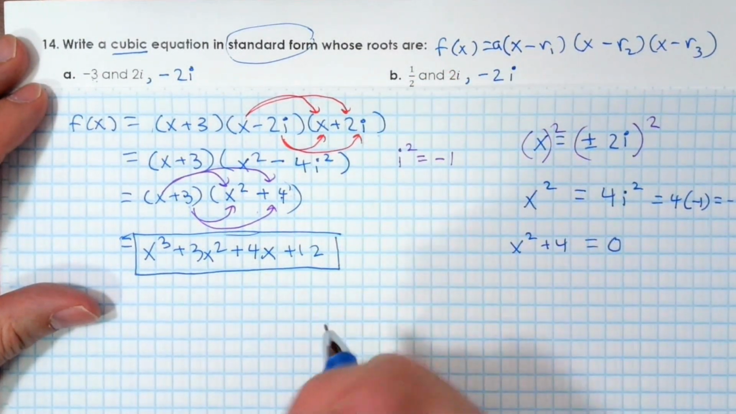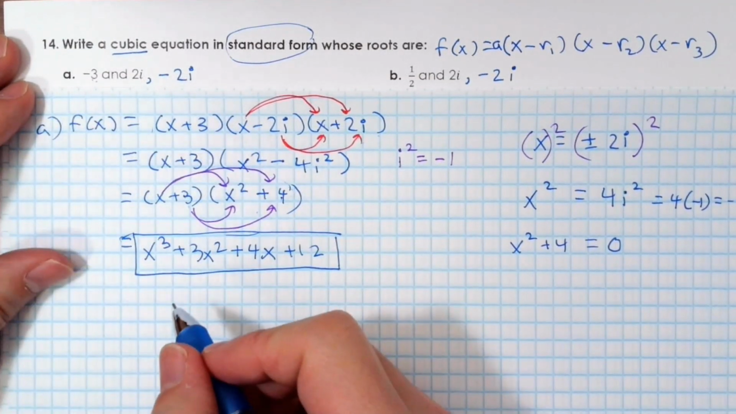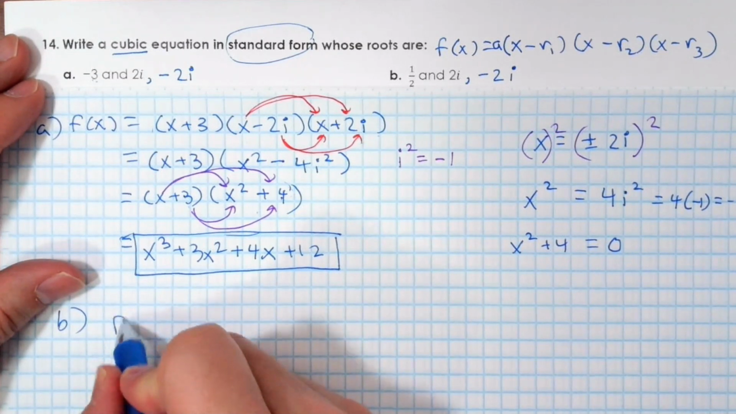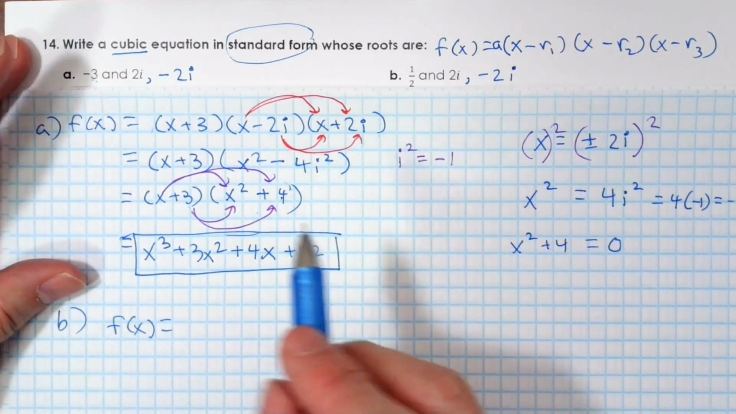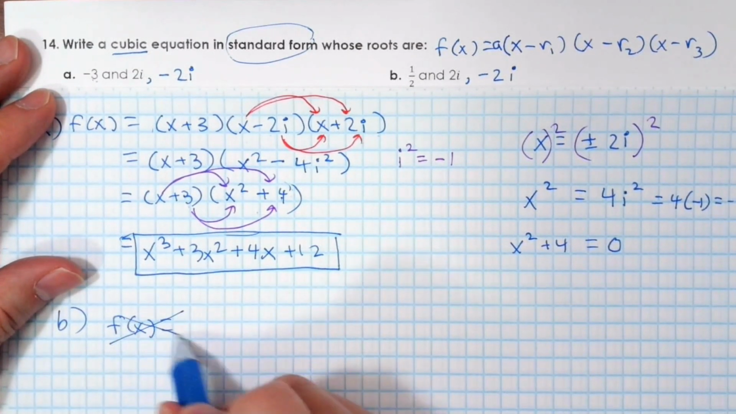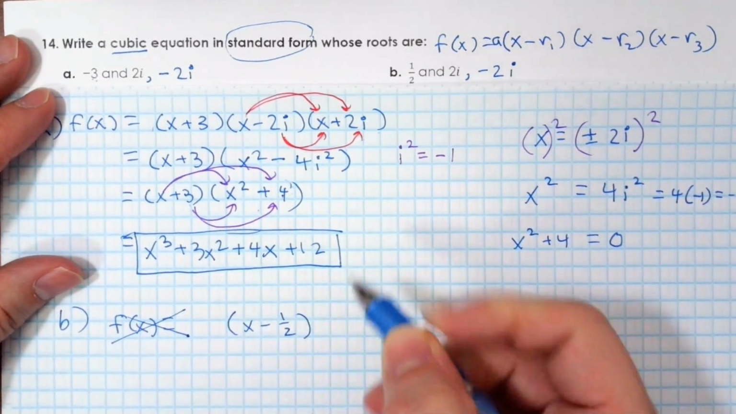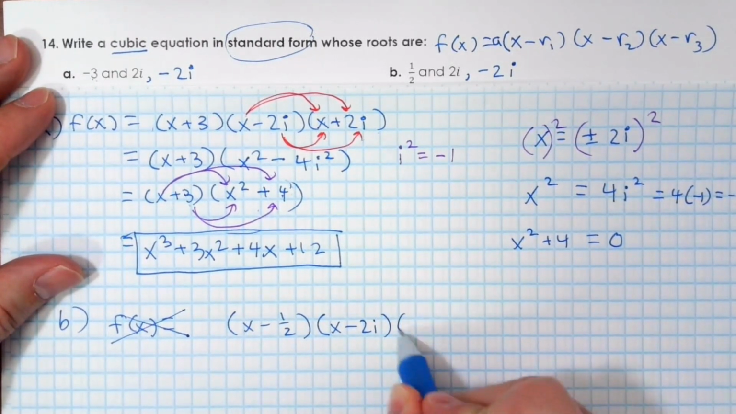Now, B is only slightly different. So this was A. I just want to comment on what's different on B. And again, you have choices. Don't even have to call it f of x. You could call it y. Now, you could write this as x minus 1/2, but then you're going to have to work with fractions, and a lot of kids don't like to work with fractions.